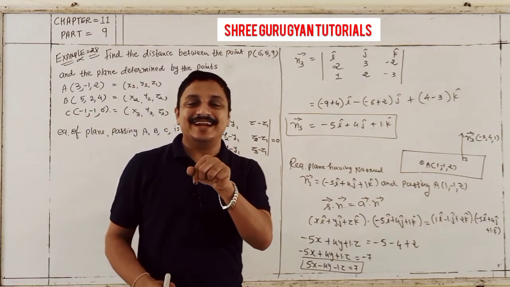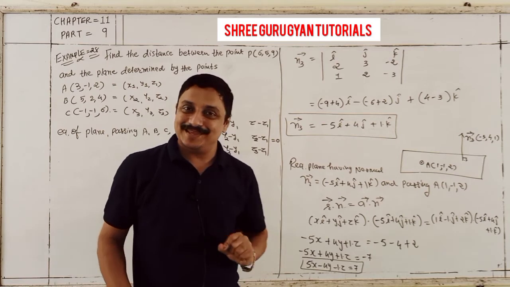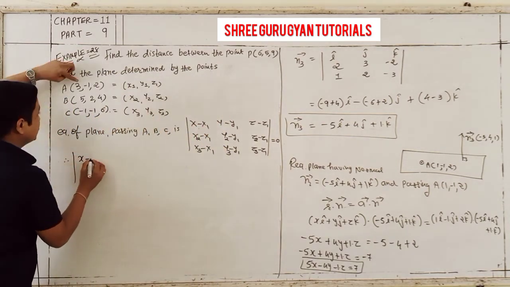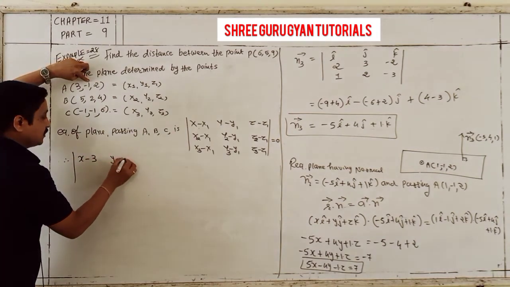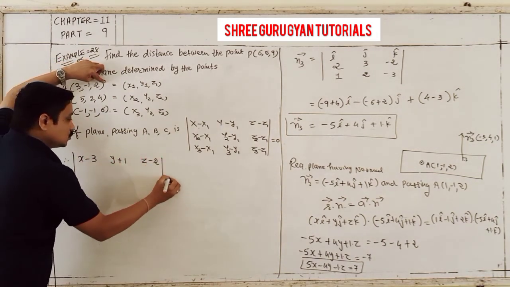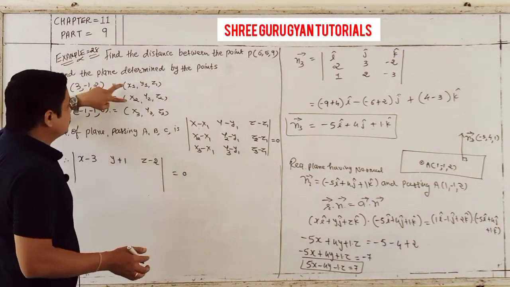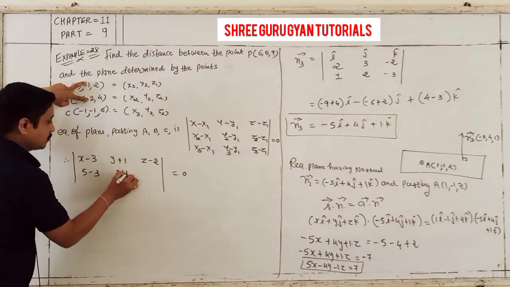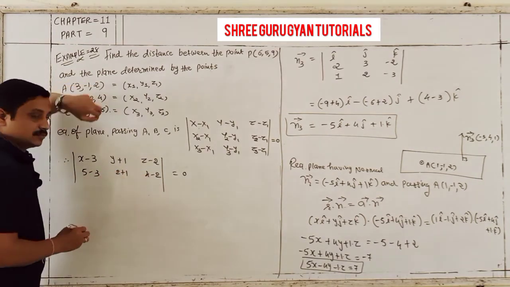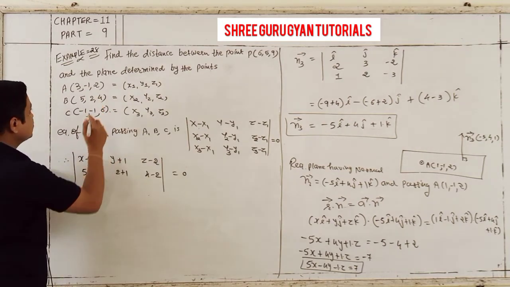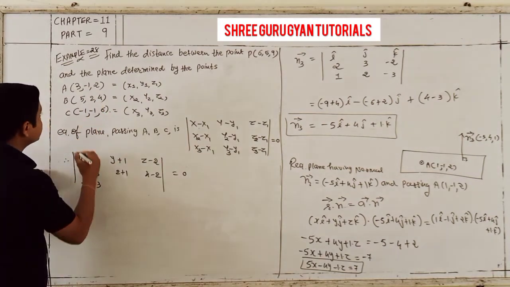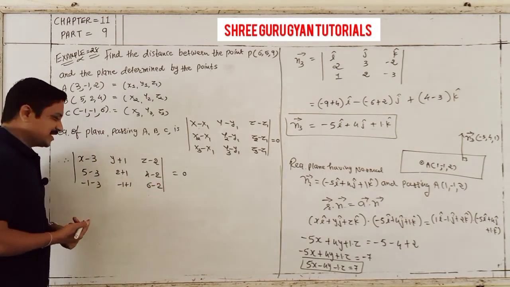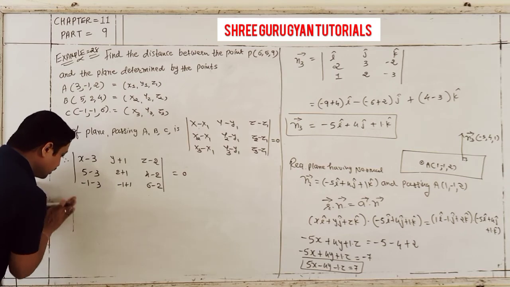Students, here x, y, z are the variable part of the plane. The given values I just put down there: x minus 3, y plus 1, and z minus 2. Continue, x2 minus x1 means this minus this: here 5 minus 3, same 2 plus 1, same 4 minus 2. And last, x3 minus x1 means minus 1 minus 3, same minus 1 plus 1, and same 6 minus 2. Now just calculate and you will get the determinant solution.